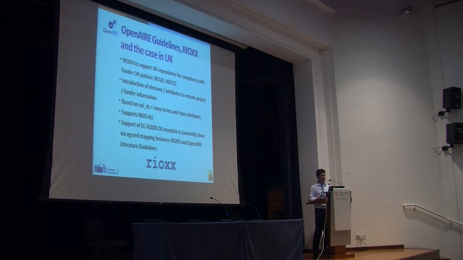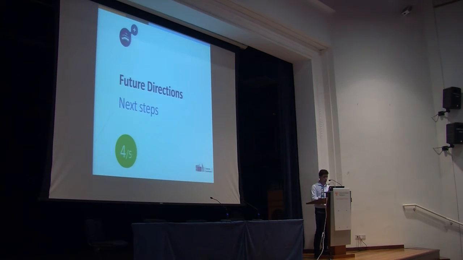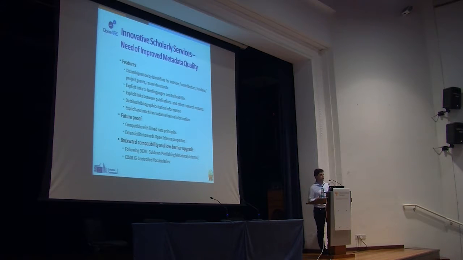Also in Europe, RIOXX, to support UK repositories for compliance with funders' OA policies, to support the European Commission or Horizon 2020 requirements. Mandate is currently done via agreed mapping between RIOXX and OpenAIRE. Okay, there is a mapping between RIOXX and OpenAIRE literature guidelines. So, in terms of future directions, for innovative scholarly services, we need improved metadata quality features to disambiguate by identifiers for authors, contributors, funders, projects, research outputs, explicit links to landing pages and full texts.